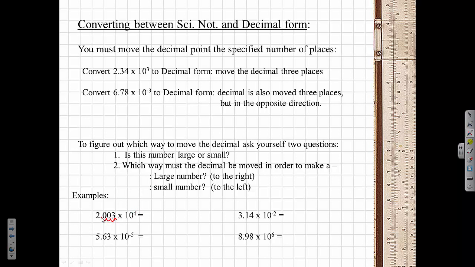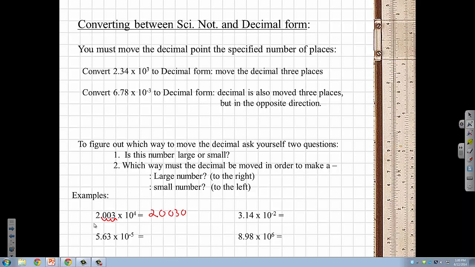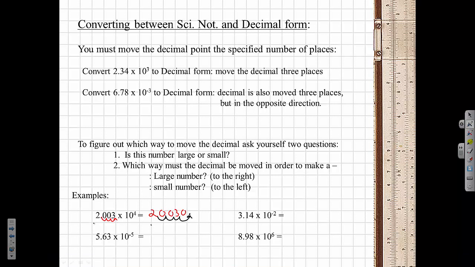I'm going to go from 2 to 20 to 200 to 2003. I don't want to go the other way and make it 0.2. I want to make this a large number. So I'm going to 0, 0, 3, 0. Right. So the decimal was here, and then we go 1, 2, 3, 4 places. Put the decimal there, and we get what? This is 20,030.